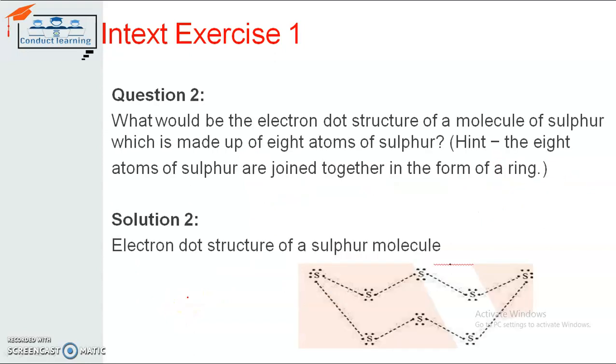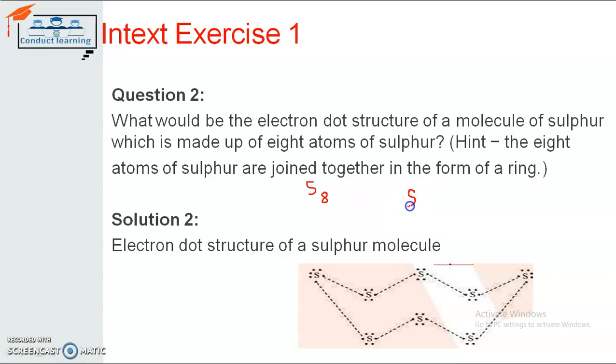The next question is: what will be the electron dot structure of a molecule of sulfur, which is made up of 8 atoms of sulfur? We have to show the electron dot structure of sulfur when 8 atoms of sulfur are present. That means we have to work with S8. Before going to the electron dot structure, we first have to understand the electron configuration and atomic number of sulfur.